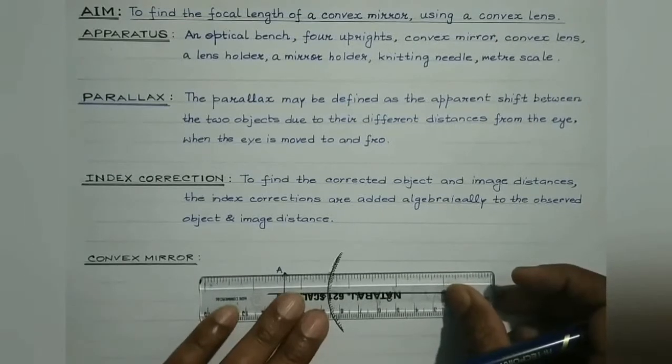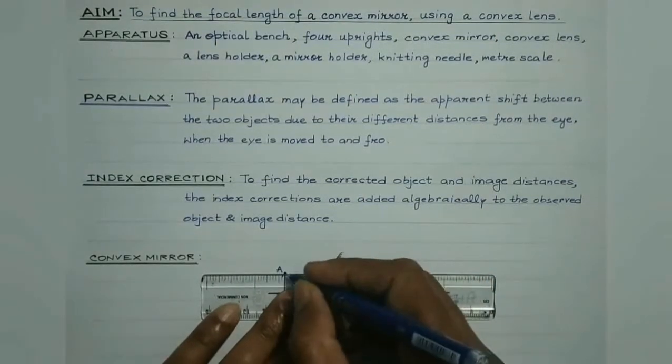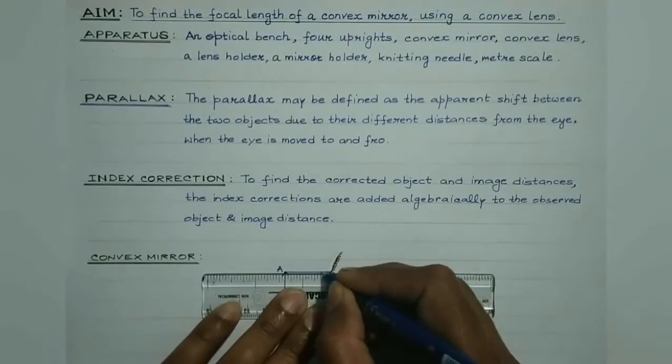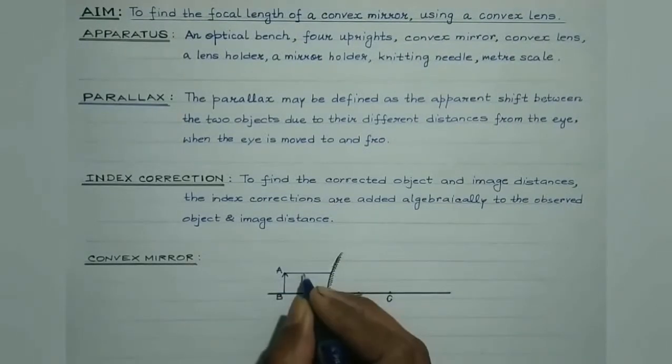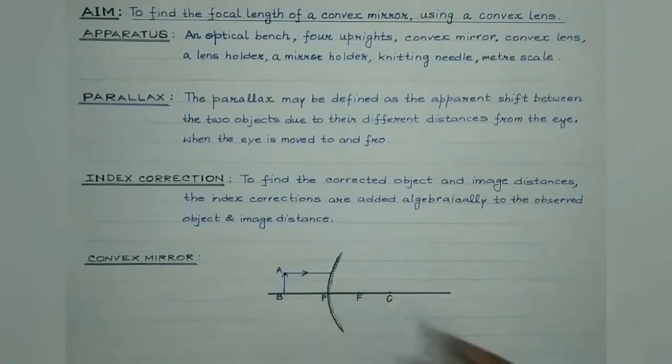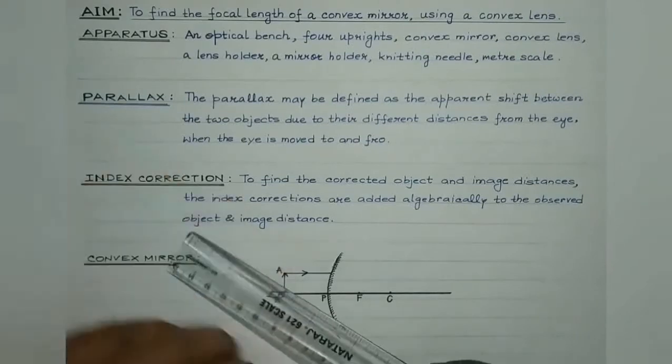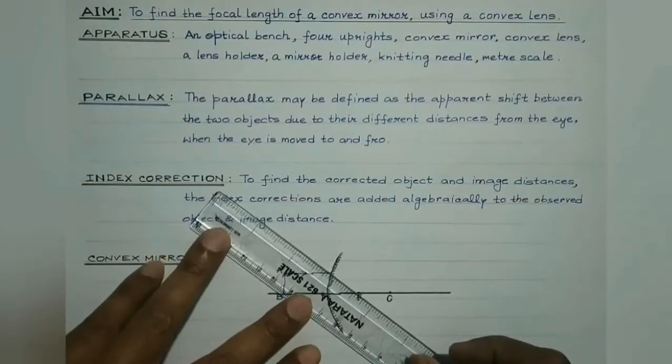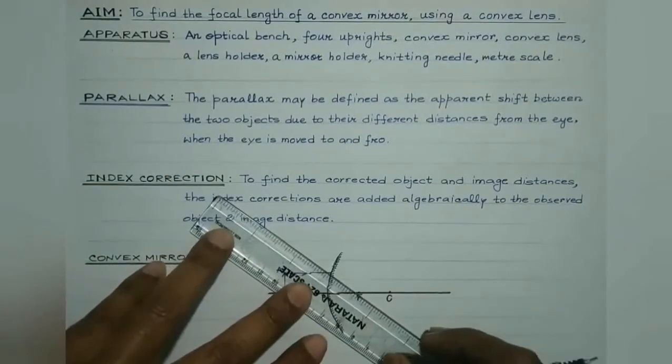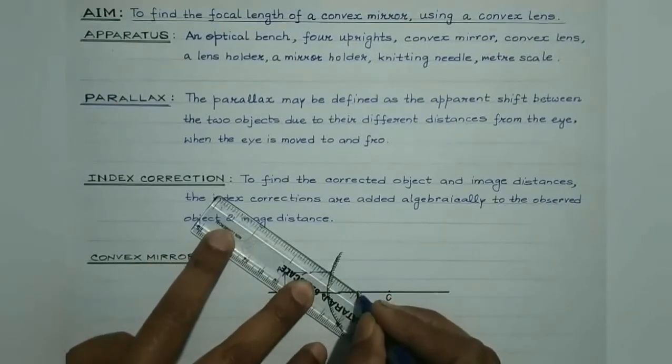Now we are aware students, a ray which is incident on the convex mirror parallel to the principal axis, then after reflection, what happens is it will diverge, it will appear to be coming from the focus like this.